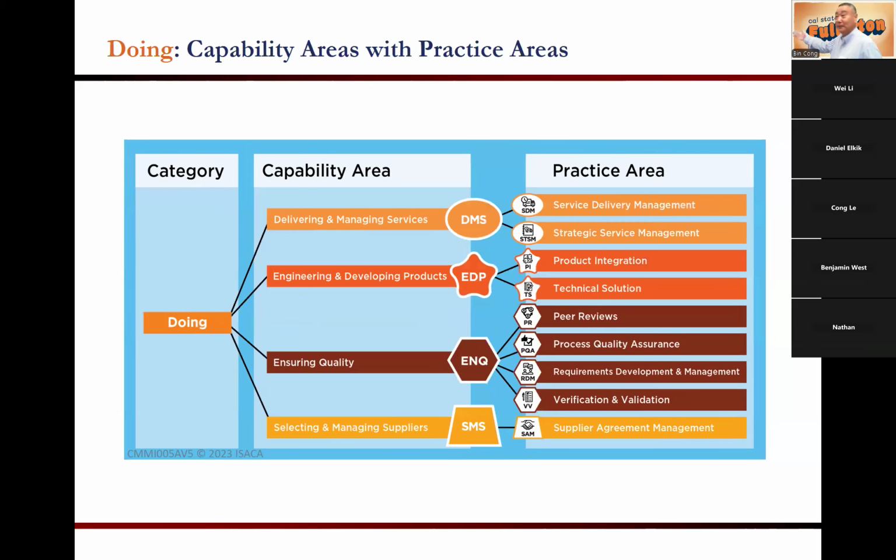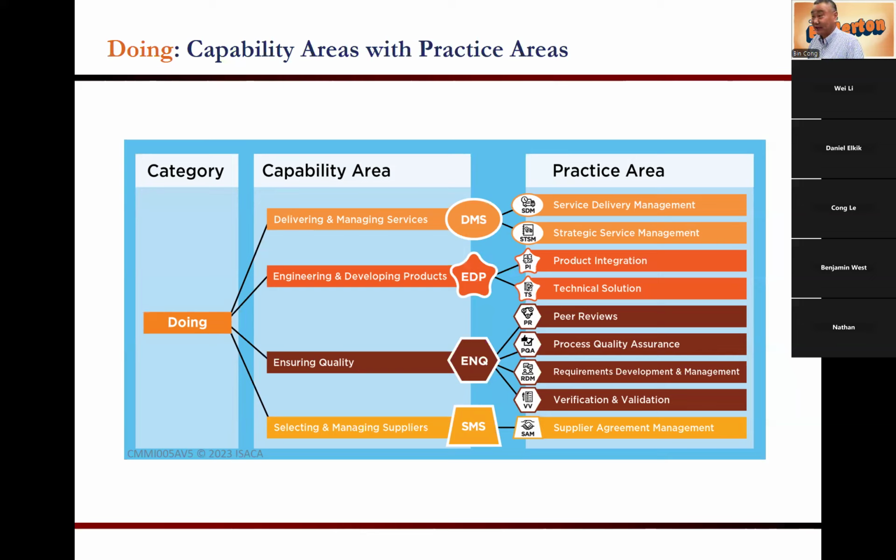Then we have doing. Okay, so I'm not going to go through all the details, so you have some idea. We have deliver service. We have engineering. Those are the ones you're familiar with. We have ensuring quality. And we have selecting and managing supply. Okay, now let's talk about ensuring quality. What do I mean? What's quality? What practice areas are related to quality? Number 1, if you look at it, requirement development and management. How do we define quality?